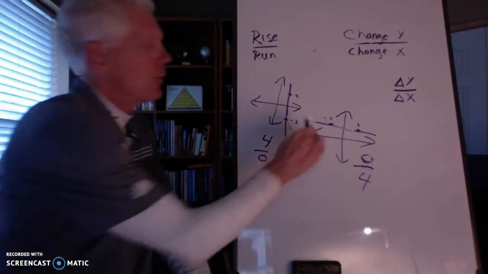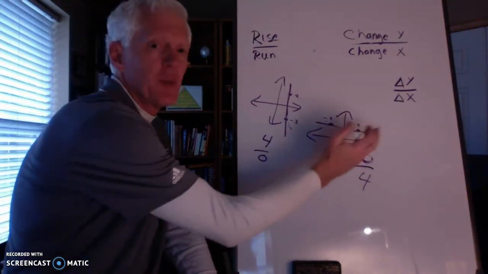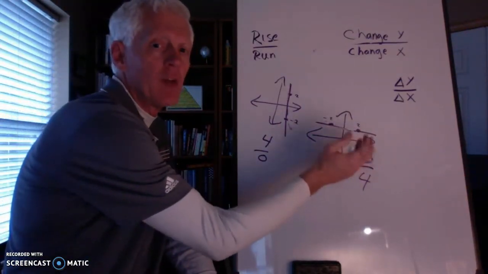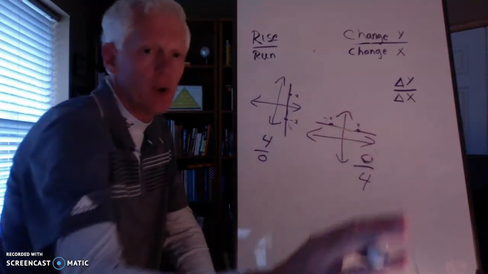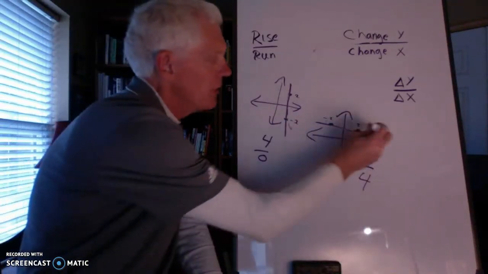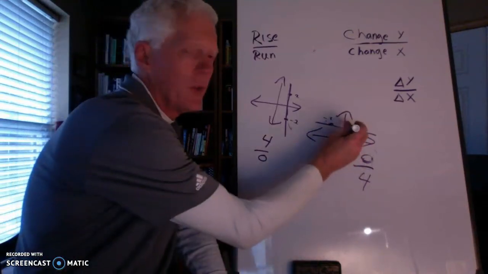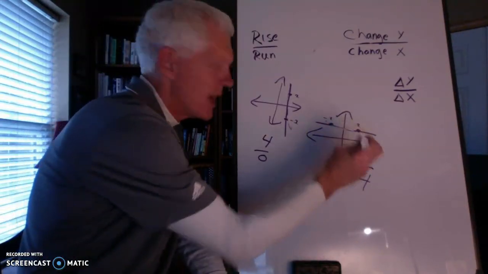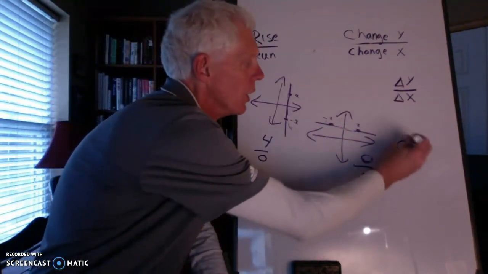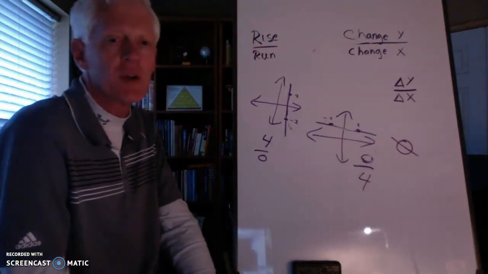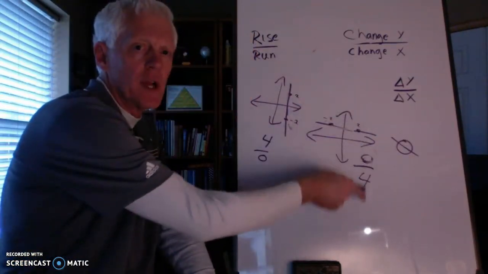Every time you have a horizontal line, when I count this, it doesn't matter what number I count, the rise will always be 0. I'm sorry, horizontal line. When I do this horizontal line, the rise is always going to be 0. That means the slope of a horizontal line is going to be 0. Every single time. It doesn't matter where the horizontal line is on the graph.